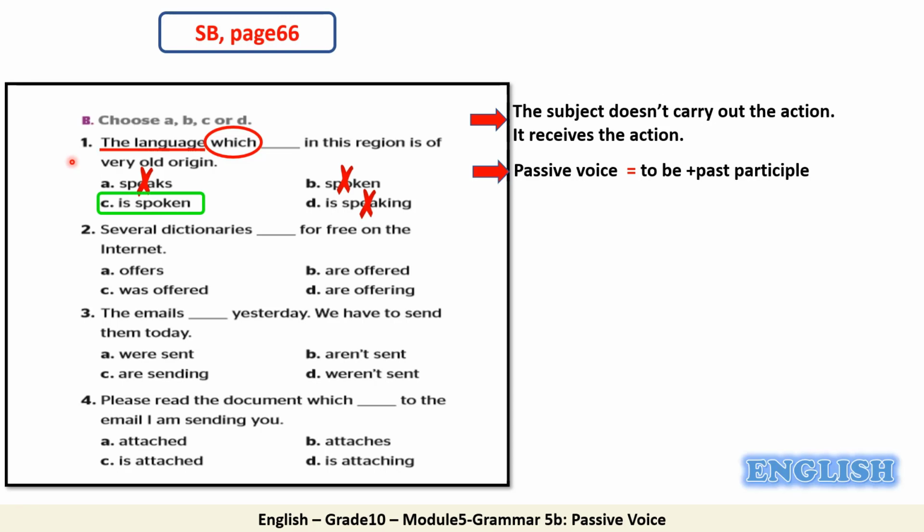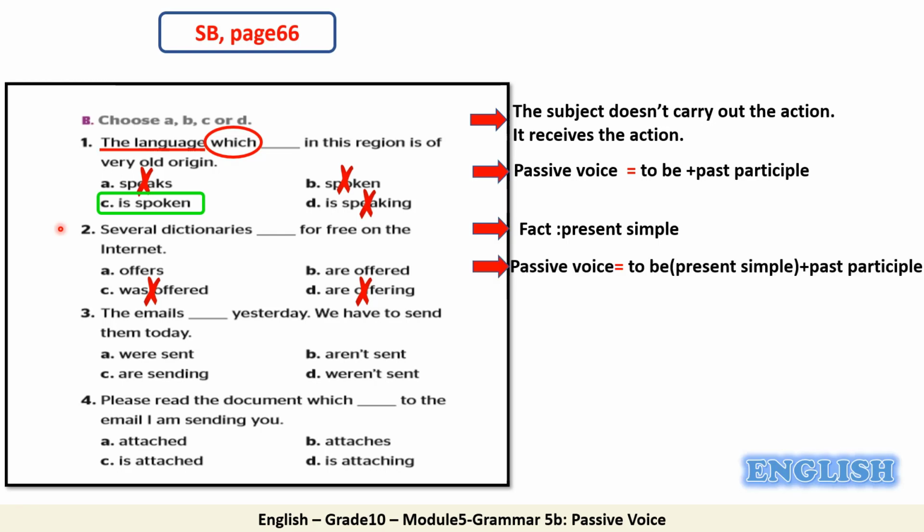Now pause the video and complete the task. Let's share answers. Several dictionaries ___ for free on the internet. Here I have a fact, very good, which implies the use of the present simple tense. That's why I have to remove the verbs in past tense like was offered and in present continuous like are offering. Also, the passive voice should be used, using to be plus past participle. So the correct answer here is are offered.